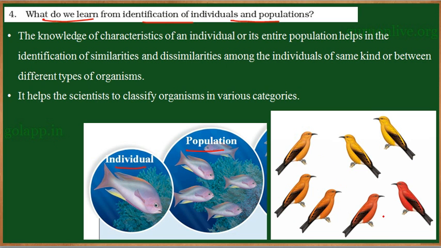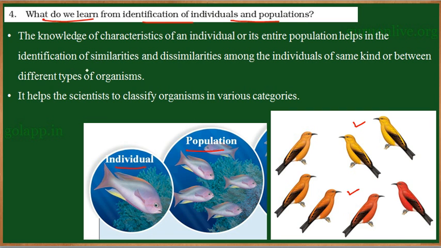Now here I have another example. There is a group of birds all belonging to the same species. They are capable of reproducing and giving rise to young ones. That means they have many similar characteristics. But if we observe them, they are not exactly similar. No two individuals are exactly similar. They differ in color. For example here, one bird has yellow feathers, one has orange, one has red. So they are differing in some characteristics.